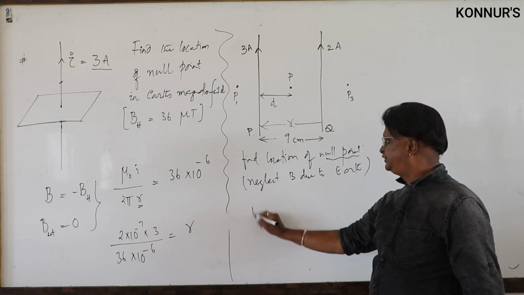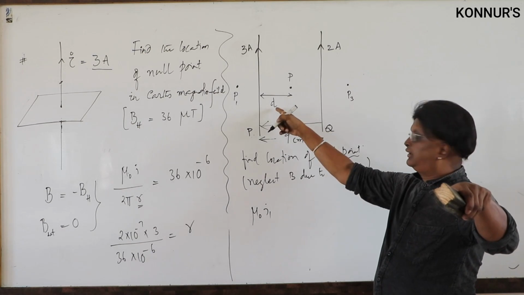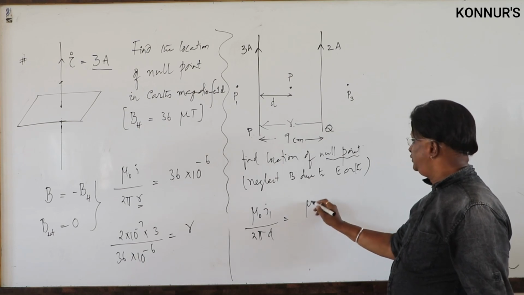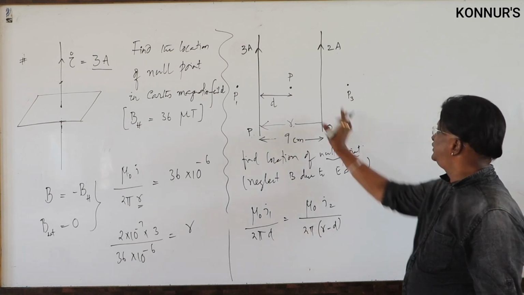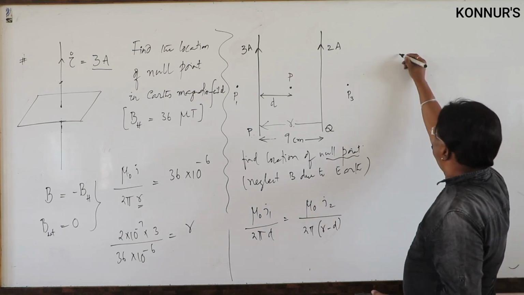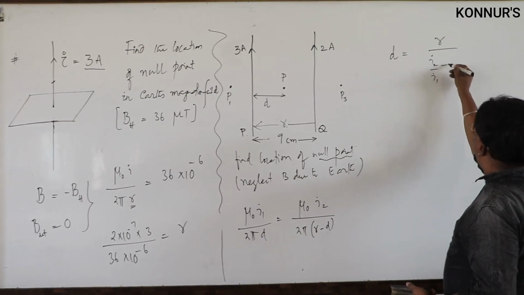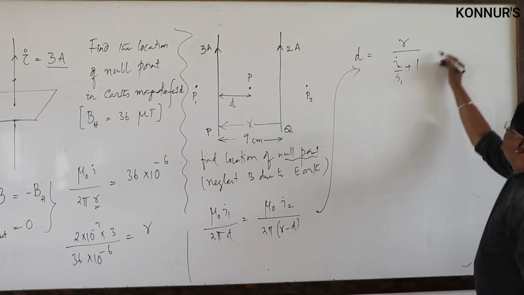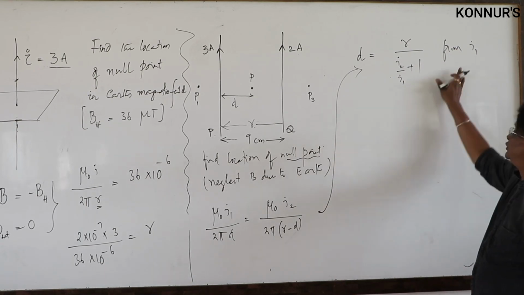So what is the condition we write? Mu naught I1 by 2 pi D equals mu naught I2 by 2 pi into (R minus D), because the other distance will be R minus D, with equal and opposite fields. Therefore you get D equals R divided by (I2 by I1 plus 1), after a small simplification. This D is measured from the conductor which carries the current I1.